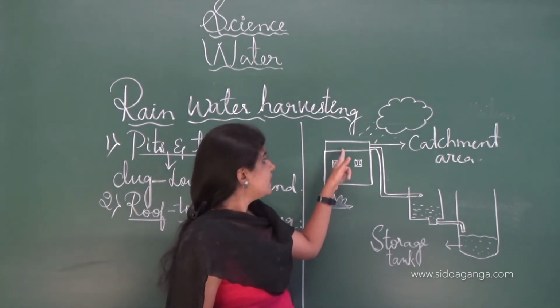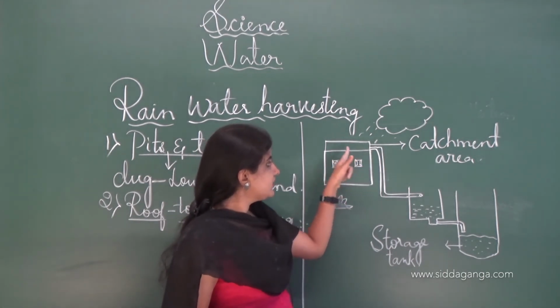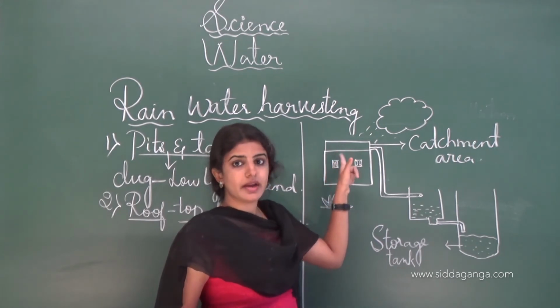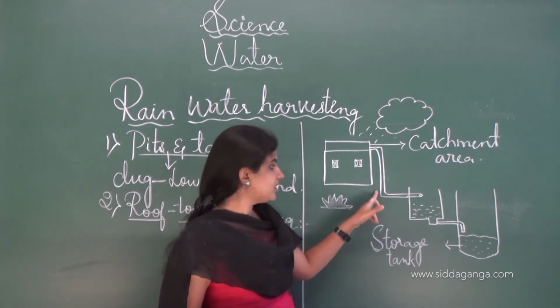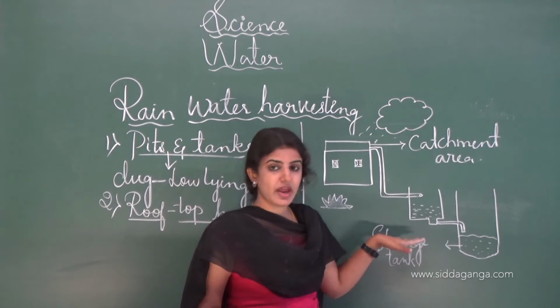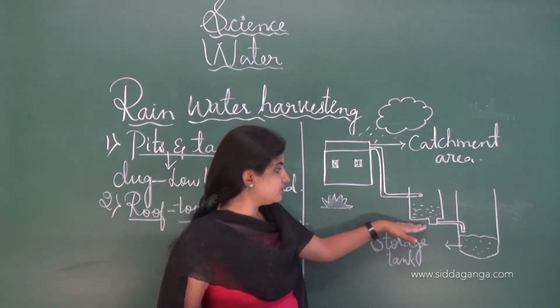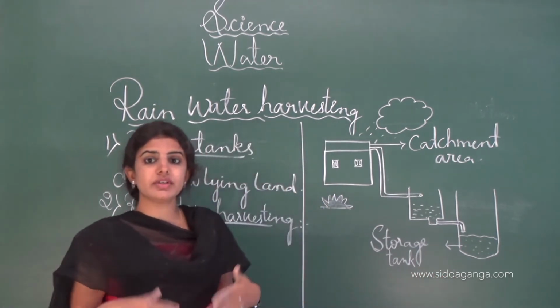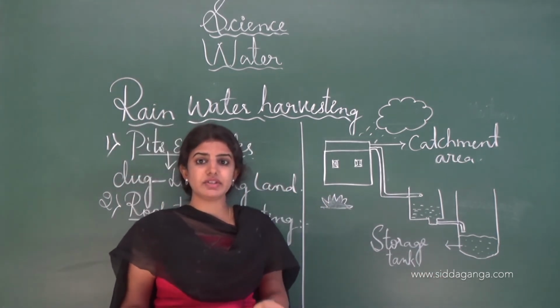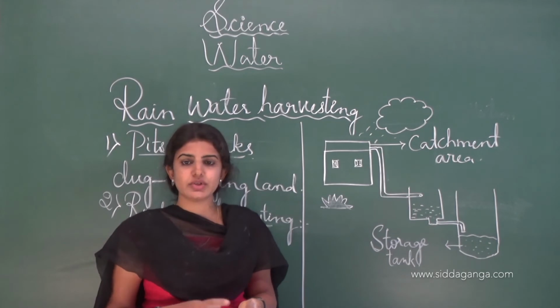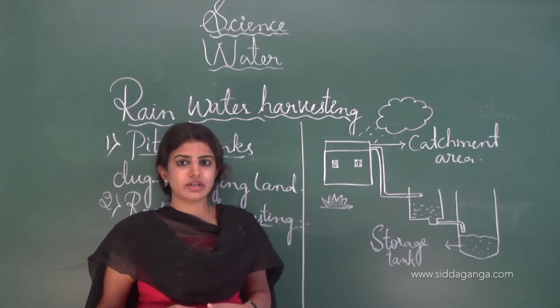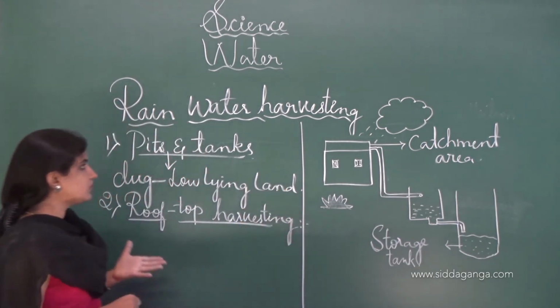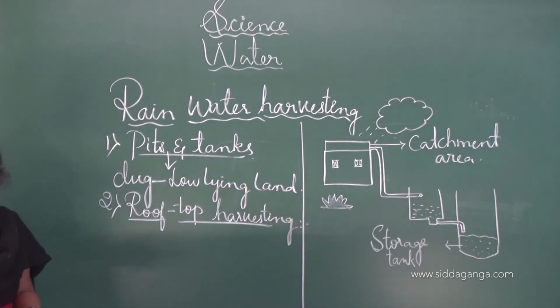The water is collected on the rooftop and passes through the pipes, and the sand or dust particles will settle at this portion. Later it is stored in a storage tank so that it can be utilized for other activities like washing clothes, washing utensils, and different activities except drinking. And this is all about rainwater harvesting.